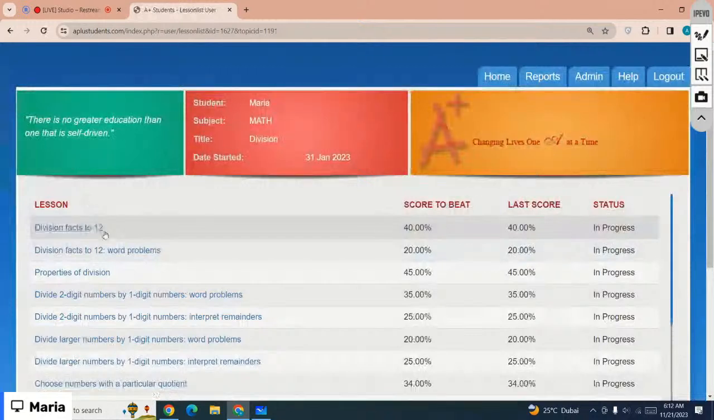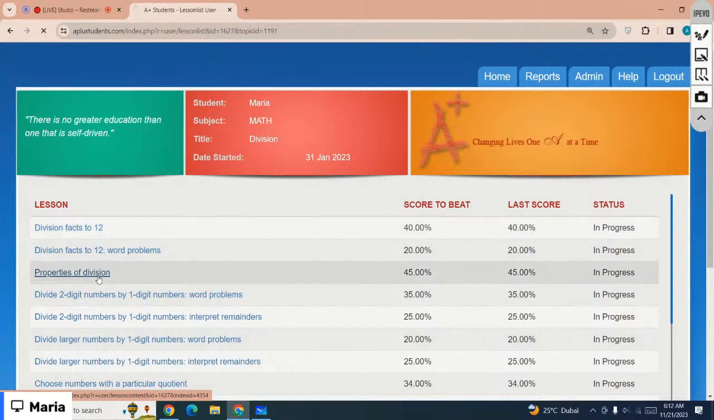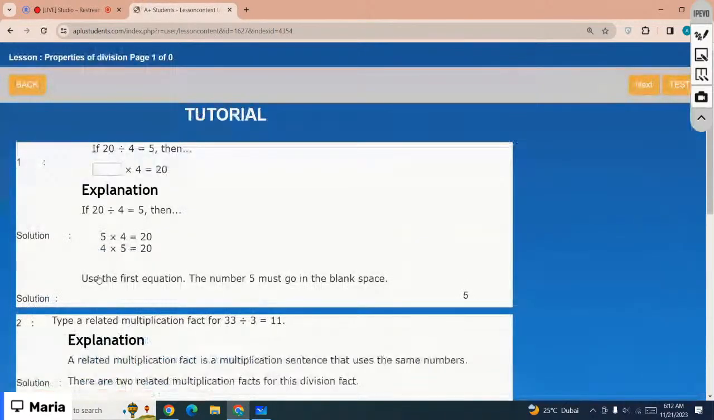The next lesson is division facts up to 12 word problems. You have to do word problems on your own. The chapter name is division. Let's start with the next lesson, that is properties of division.